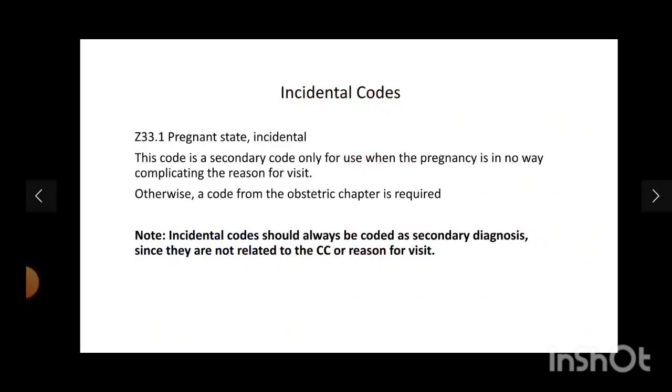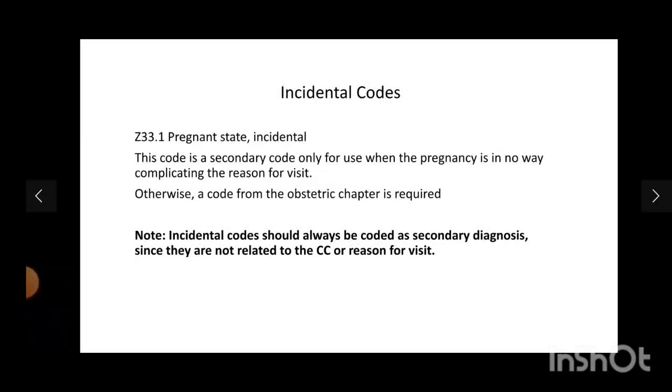Incidental codes should always be coded as secondary codes. So here you can see Z33.1, pregnant state, incidental. This is always a secondary code. It should be coded as secondary only, because incidental conditions are never coded as primary condition, because they are not the focus of the examination and they are not related to any chief complaint or reason for the visit. So here I have given one example, Z33.1, which you have to code as secondary only whenever you find any incidental code.